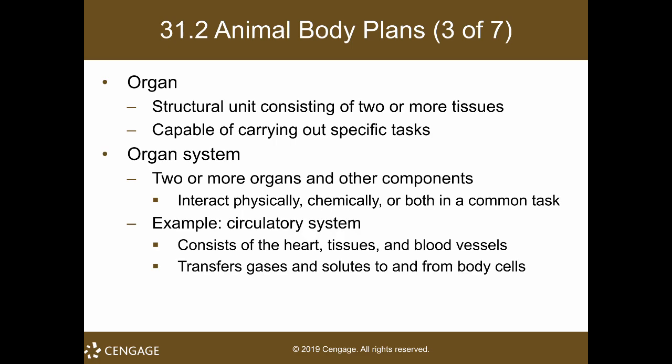So the organ is a structural unit consisting of 2 or more tissues. The organ is capable of carrying out specific tasks. And then higher in the hierarchy than the organ is the organ system. You have 2 or more organs and other components that interact physically, chemically, or both to perform a specific task. An example of that is the circulatory system. The circulatory system consists of your heart, tissues, and the blood vessels. As part of the circulation, they transfer gases and solutes to and from body cells.